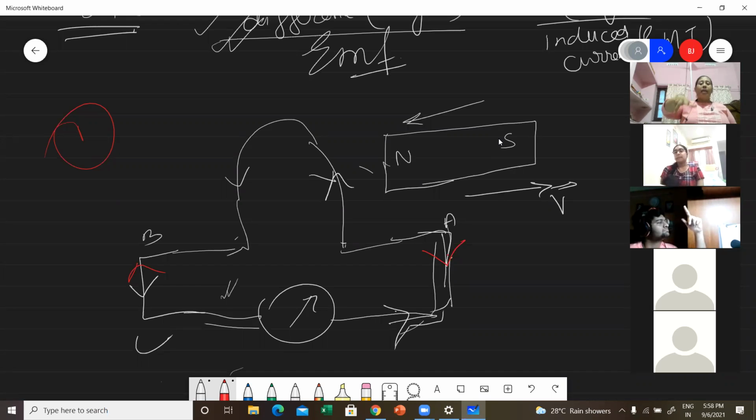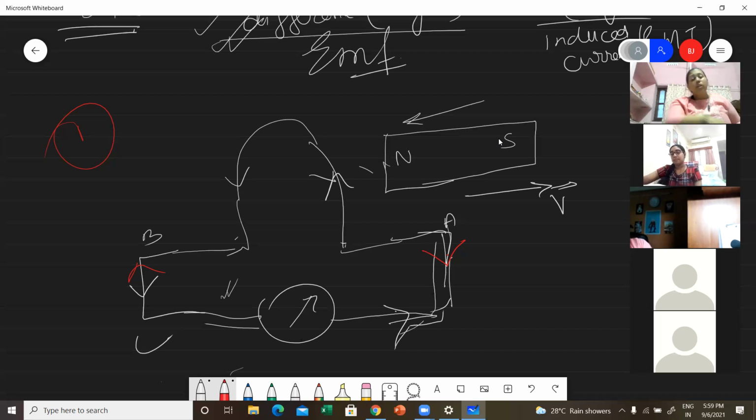But if I change the direction of the magnet, it means my magnet is moving here. My magnetic field will be outward, and my current will be downward here. Just reverse. Now understood, Nandini?